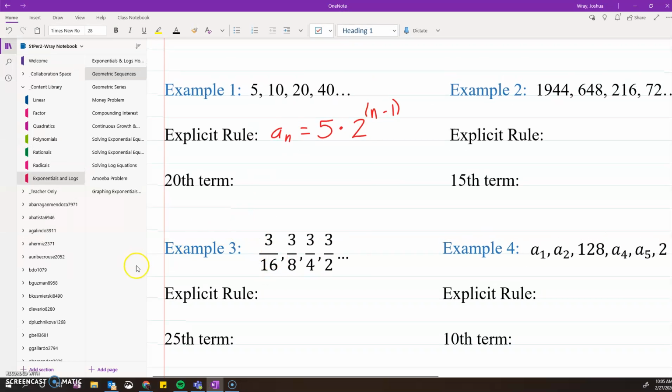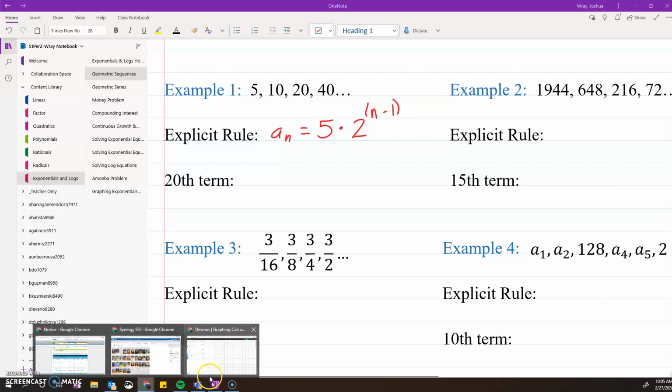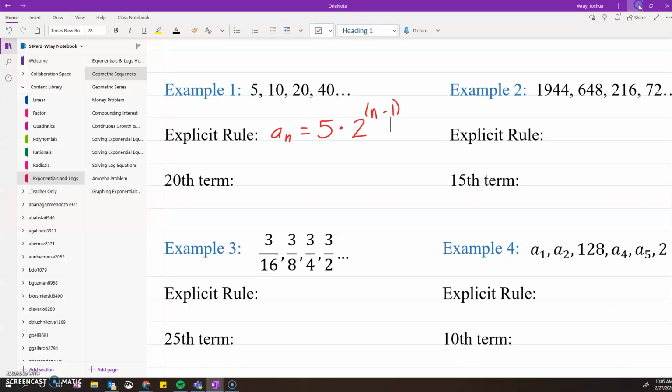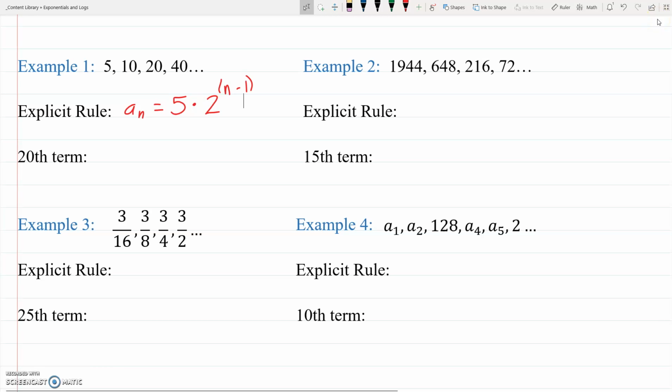I think I've already got it plugged in from last period, but let's look. All right, if you look at the first line, I just plugged in the 5 times 2, and then notice the formula says I plug in 20, so it'd be 20 minus 1. So in Desmos, I just plugged in a 19. That first top line is my answer, big old answer. 2,621,440. All right, so let's see.